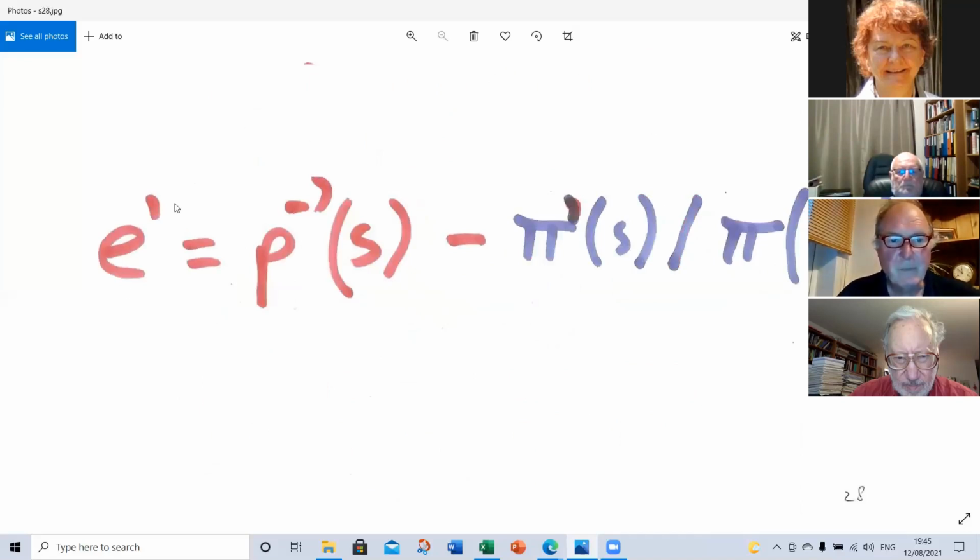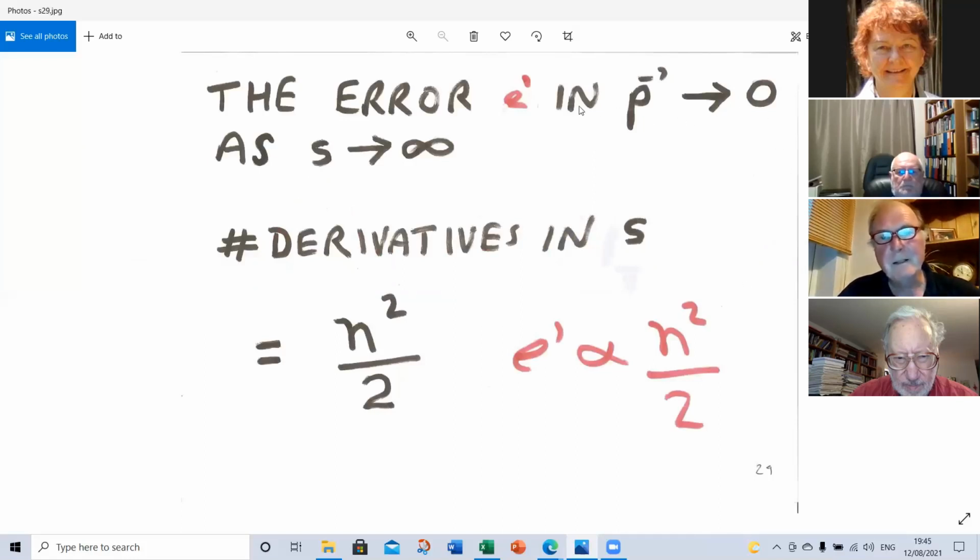So E prime is the difference between P not prime of S and the actual P prime of S, divided by 256 in the 8-bit case. So as the string length tends to infinity, the error in P not prime tends to zero. The number of derivatives is n squared divided by 2, and so as s tends to infinity, the error must go to zero in the limit. I should probably be able to express that more exactly on a future date.